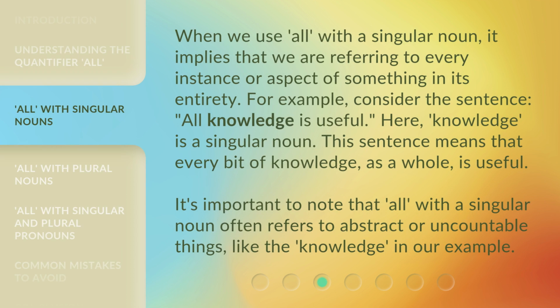When we use "all" with a singular noun, it implies that we are referring to every instance or aspect of something in its entirety. For example, consider the sentence, "All knowledge is useful." Here, "knowledge" is a singular noun. This sentence means that every bit of knowledge, as a whole, is useful. It's important to note that "all" with a singular noun often refers to abstract or uncountable things, like the knowledge in our example.